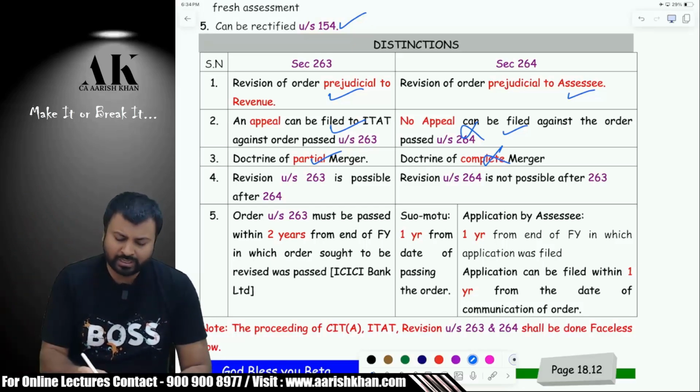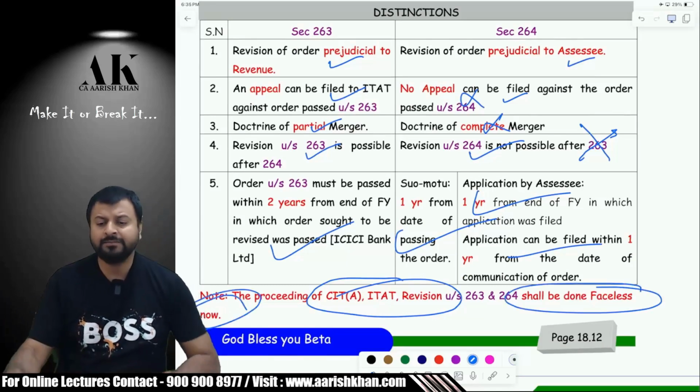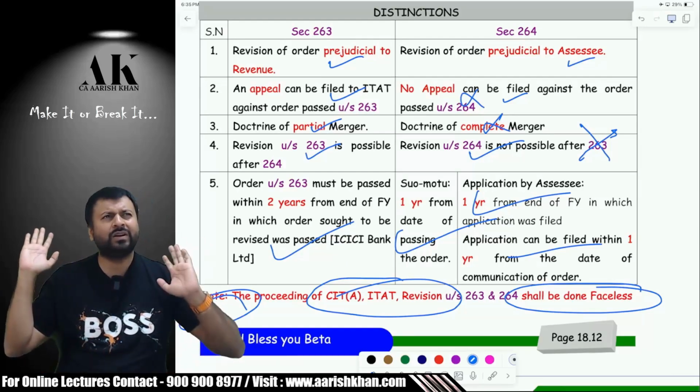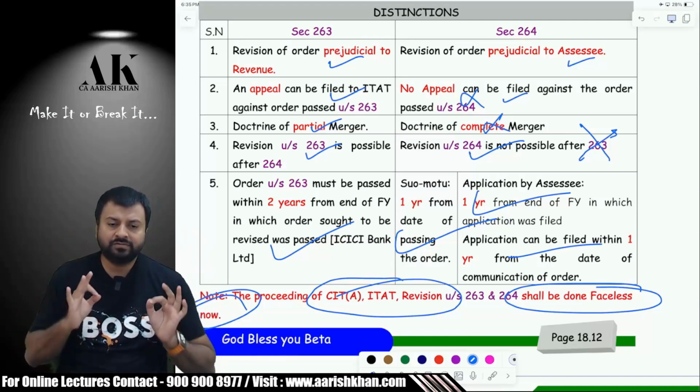Revision under 263 is possible after 264, but revision under 264 is not possible after 263. Then the time limit, which I have already told you. And last but not least, all of this, CIT appeal, ITAT, revision, etc., the government has made all of them faceless, from 2021-22 or 2022-23 onwards, I guess. So this is what this revision is all about.